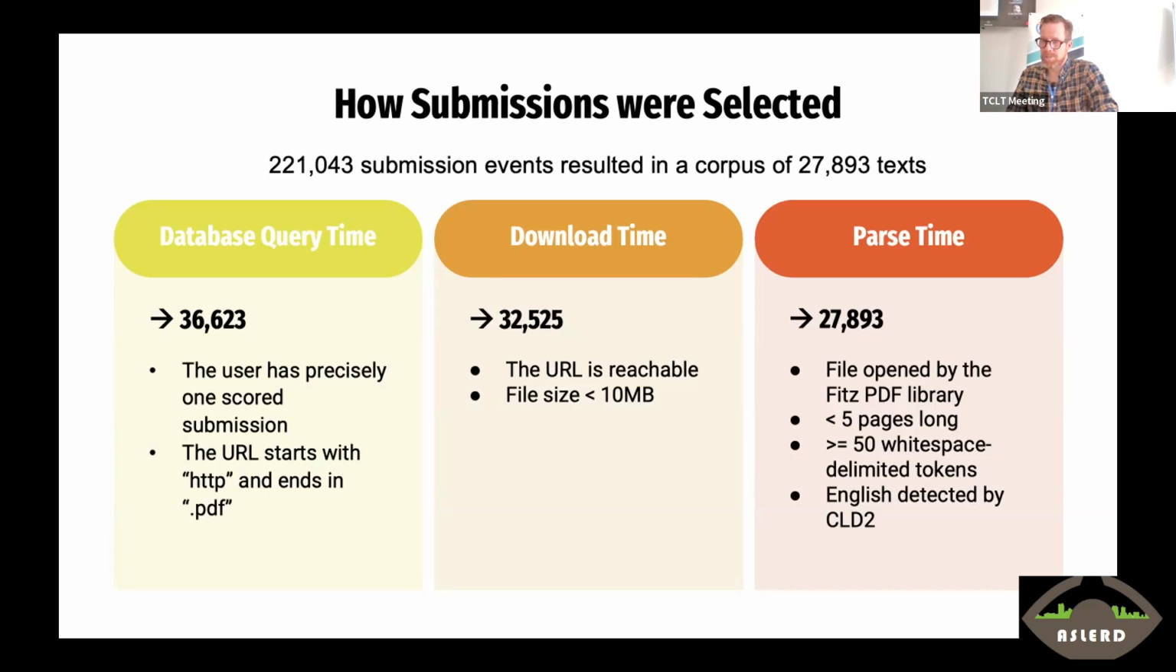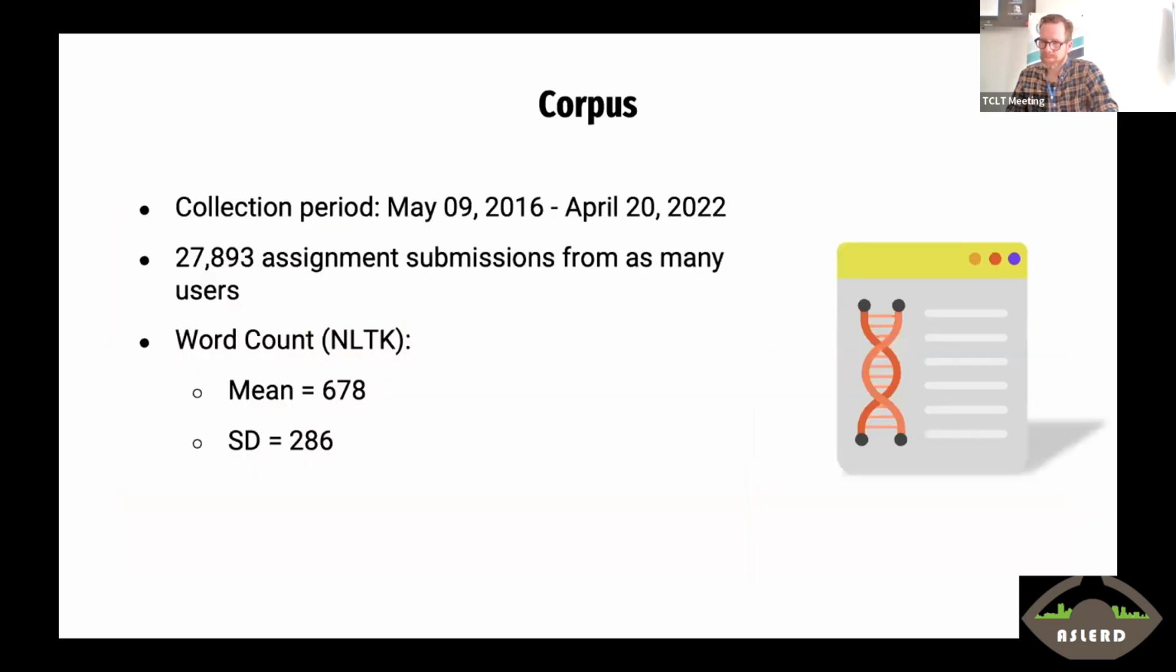In the end, we ended up with about 32,000 assignments that we were able to download, and then we only selected assignments, about 28,000 that we could open in PDF that were at least 5 pages long and had at least 50 or more words, and they were written in English. So we had a program called CLD2 that detected what language the submissions were written in. So in the end, we had these 28,000 assignments.